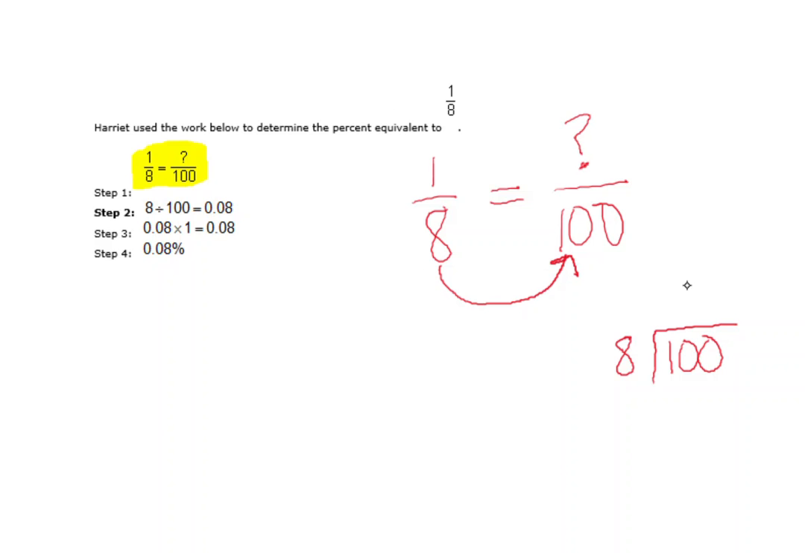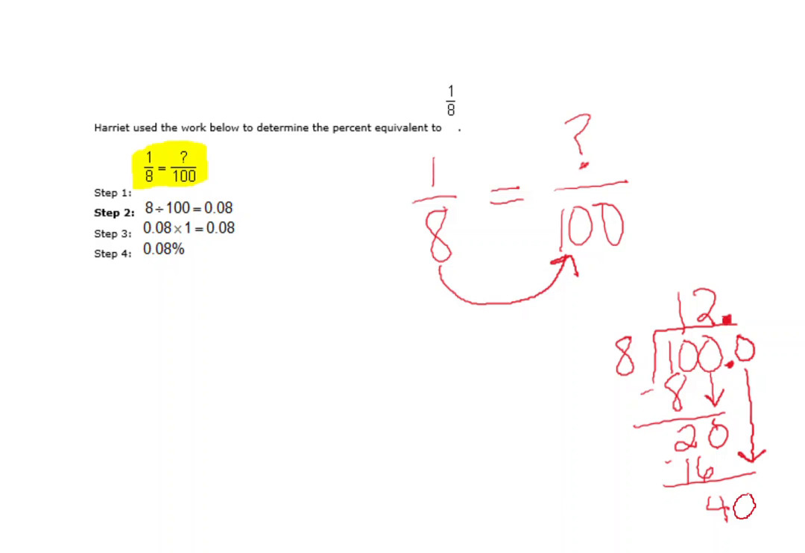So 100 divided by 8. Bring down the 0, 8 goes into 20 2 times. I subtract and get 4. I need to keep dividing because I need to be precise. I need to be exact. So I'm going to put a decimal and a 0 and bring down another 0. 8 goes into 40 5 times, and this time I get a remainder of 0. So I know that 8 times 12.5 is equal to 100.